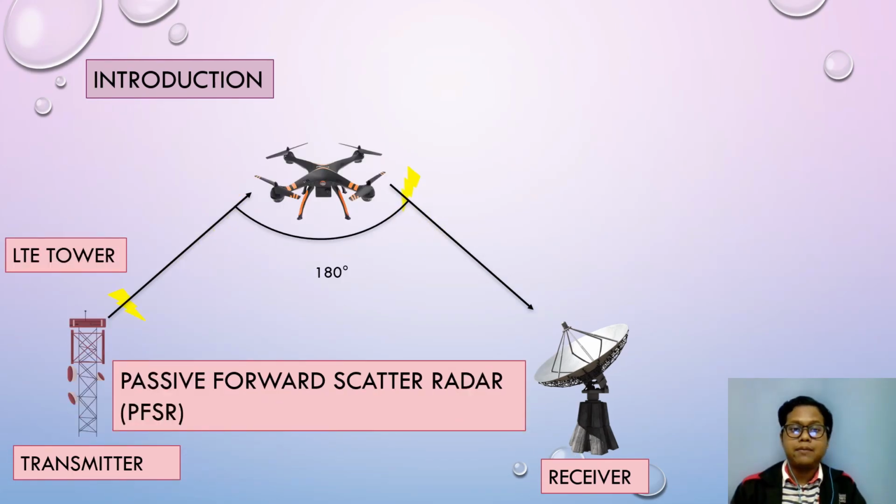As for my project, which is passive forward scattered radar, I use an LTE tower as the transmitter and passive radar as the receiver. In my experiment, passive forward scattered radar is used to detect the drone movement when passing between the transmitter and the receiver.